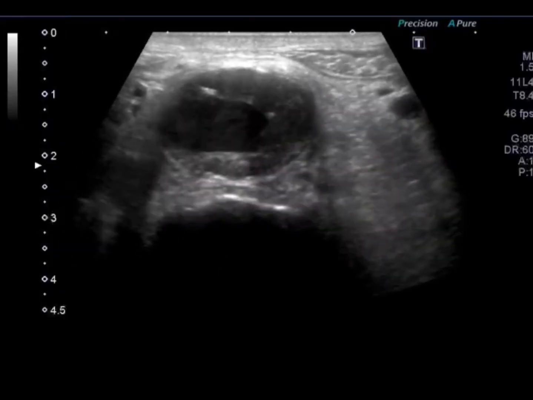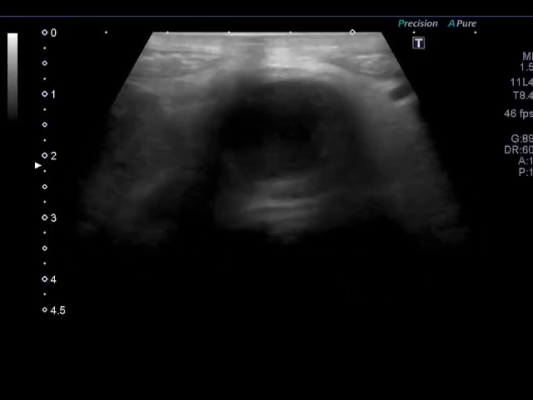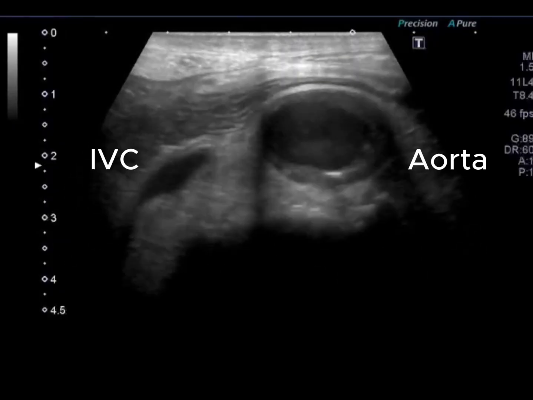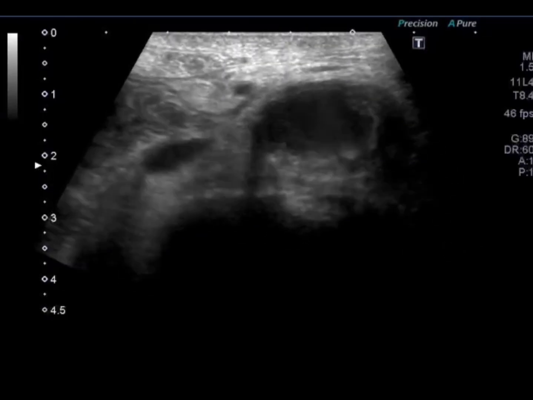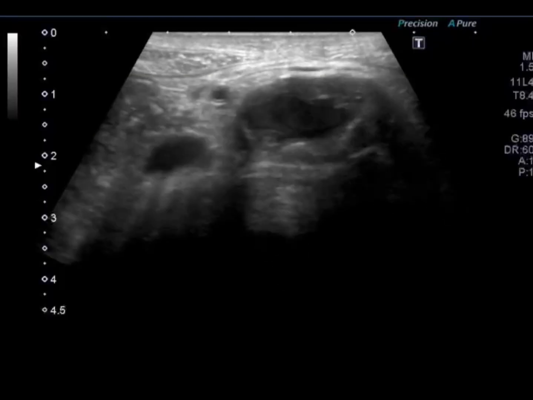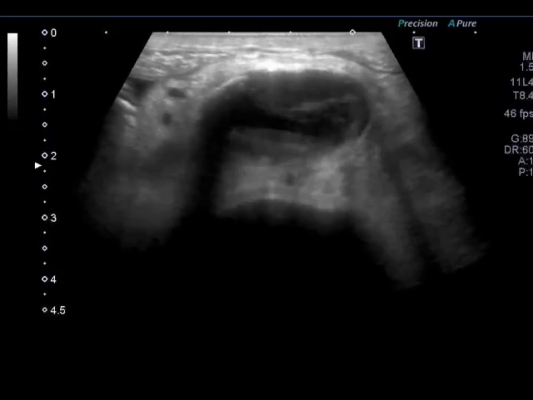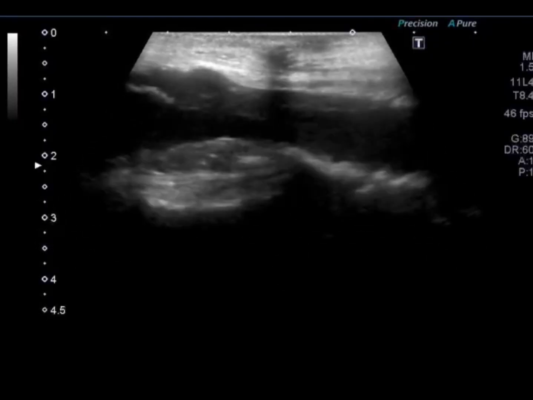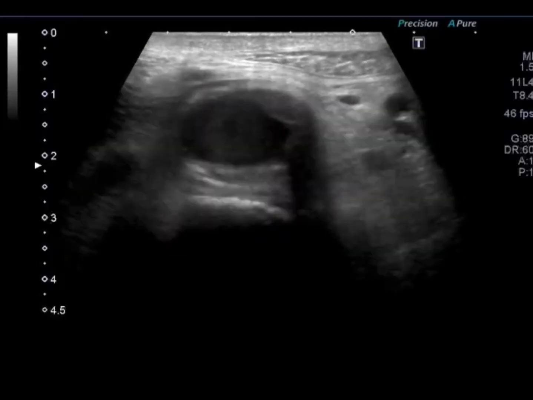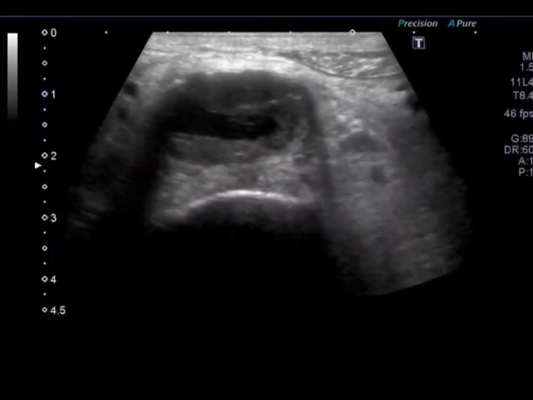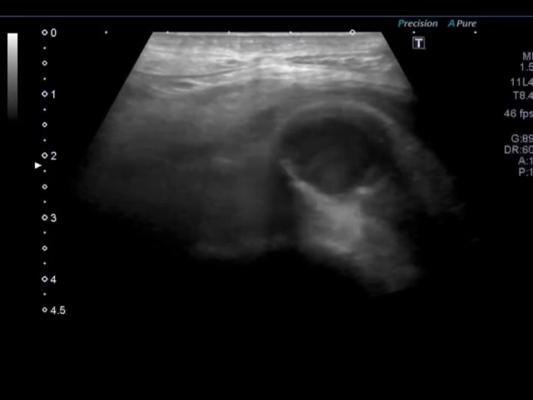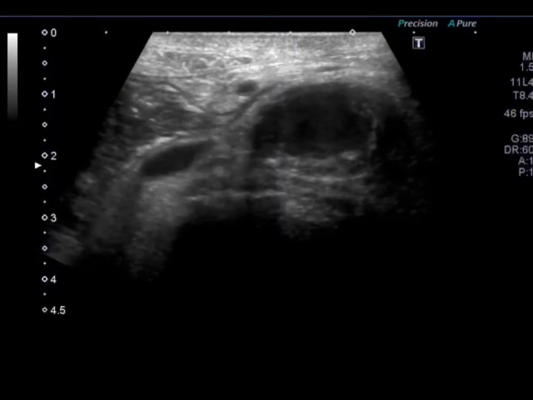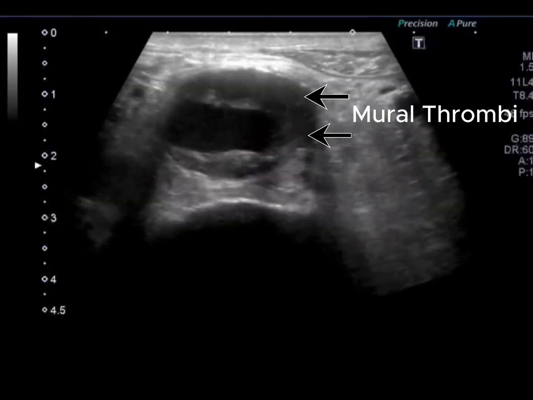Abdominal aortic aneurysm is the dilatation of the abdominal aorta where it reaches 3 cm or greater in diameter. As in this case, when we reach the infra-renal part of the abdominal aorta, we see pulsatile cystic dilatation which appears fusiform in nature, and the lumen appears irregular due to the mural thrombi.